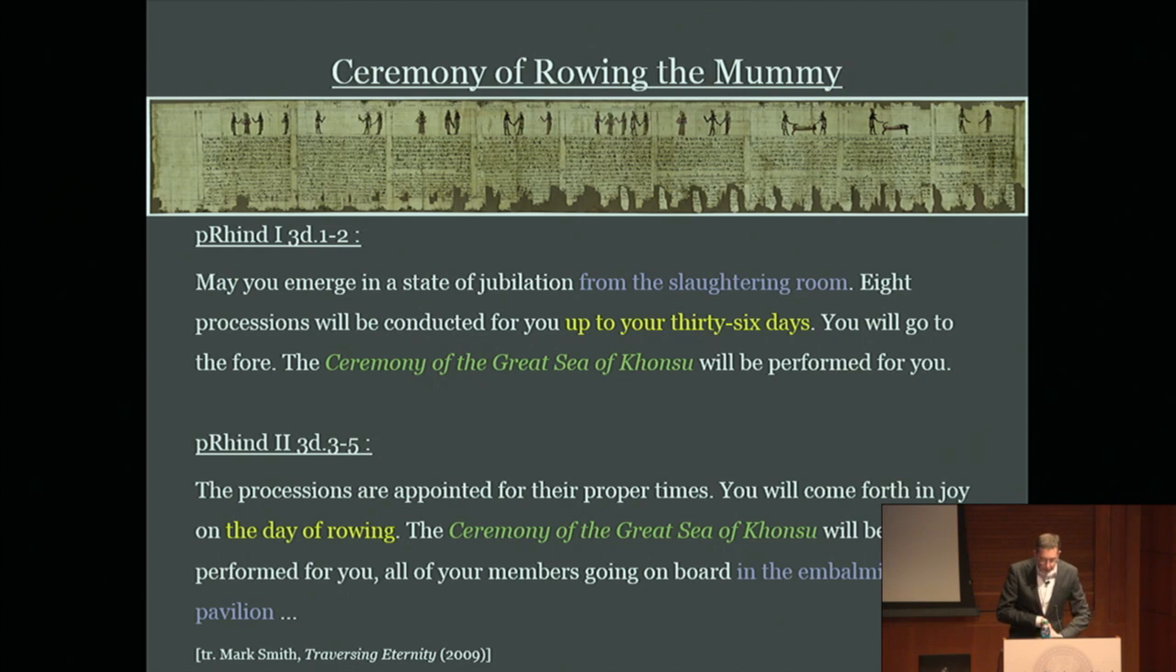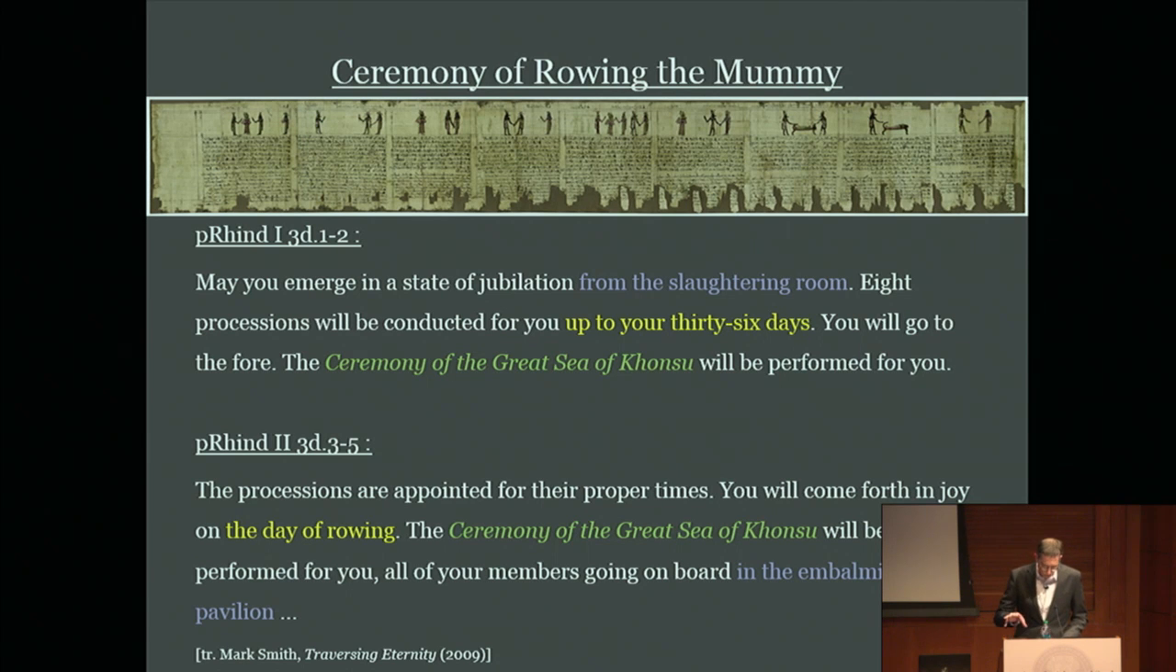So in other words, on the 35th day, first the corpse was taken from the slaughtering room into the embalming pavilion, indicated in purple here. Second also, this day is called a day of rowing. That's in yellow. And third, on this day, this ceremony of the great sea of Gonsu will be performed, here indicated in green. In other words, and this is always the trick with Egyptian ritual text, you kind of have to translate it now, transform it back into what actually happened in reality.